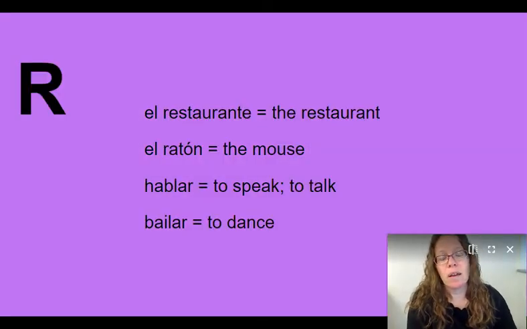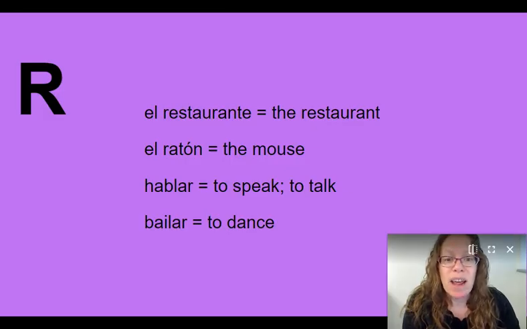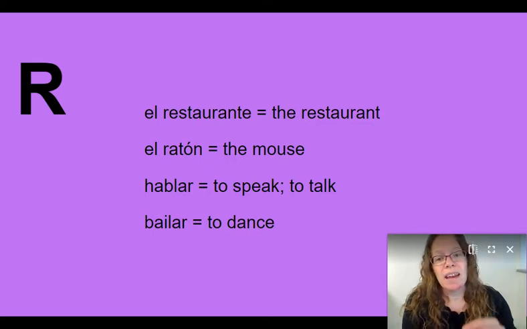Okay, R can be one R, or it also can be two R's next to each other. For one R, you want to do a flick of your tongue to the roof of your mouth, just one flick, and it sounds like this. Please repeat. Restaurante, ratón.